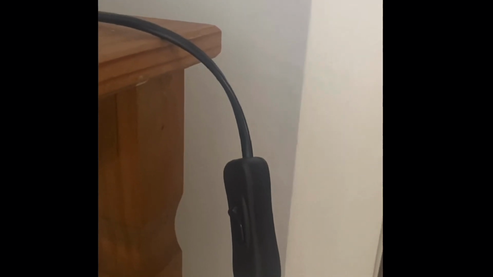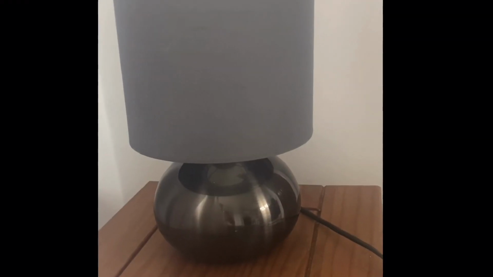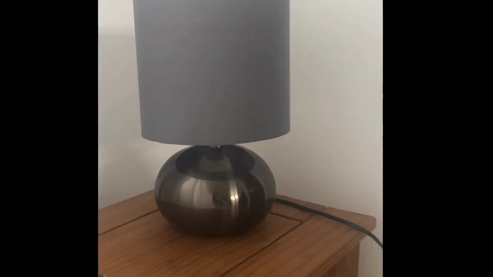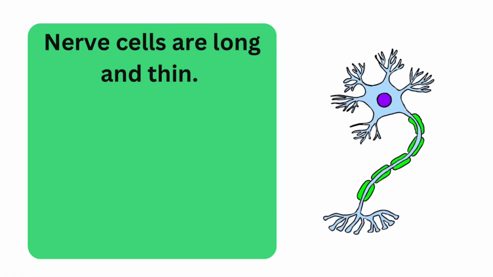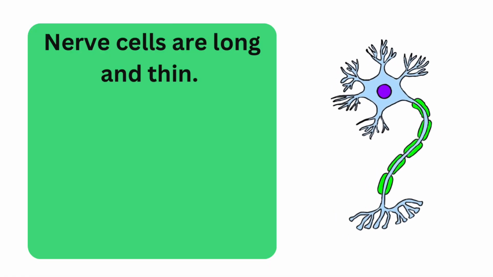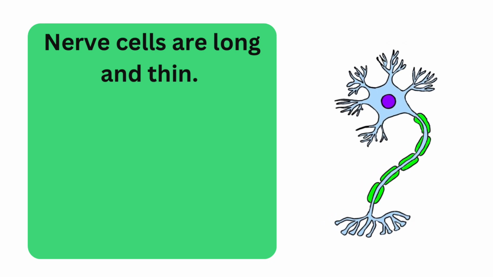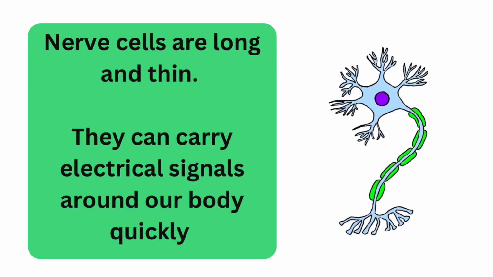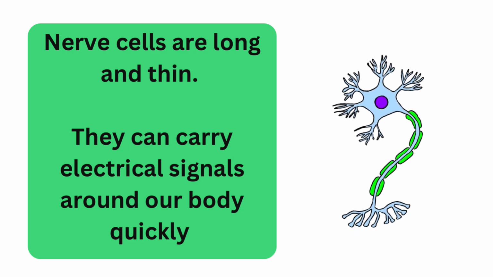A nerve cell is a bit like an electrical wire. When we switch on this switch, an electrical signal travels up the wire to the lamp to make the light come on. Because nerve cells have to carry messages over a long distance, they are very long and very thin. And like the wire on the lamp, nerve cells carry electrical signals.